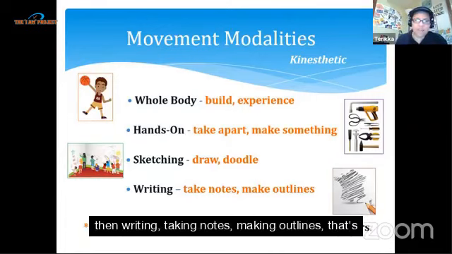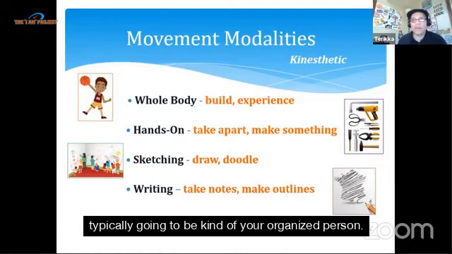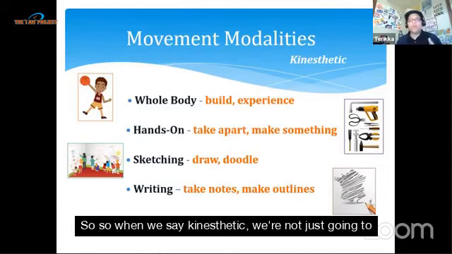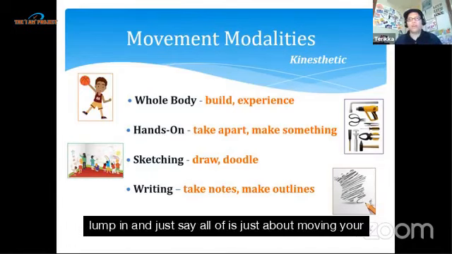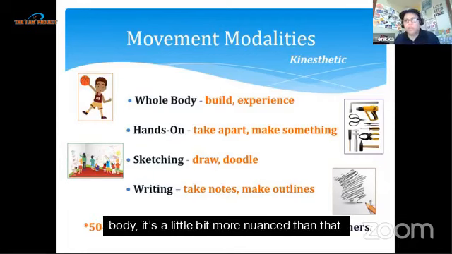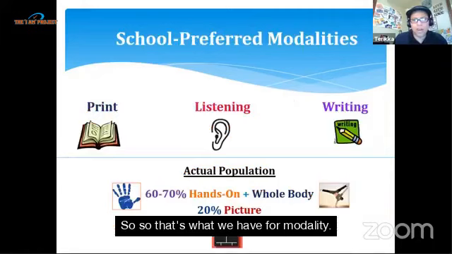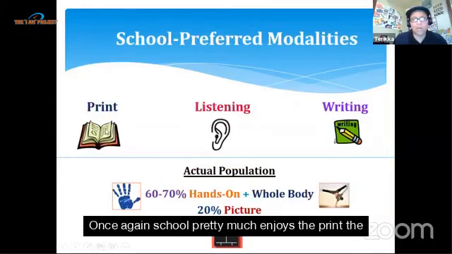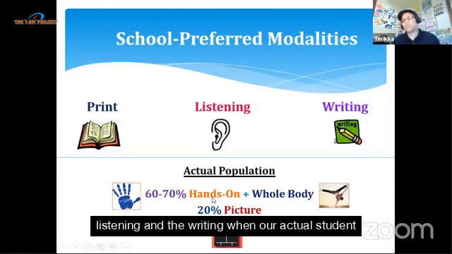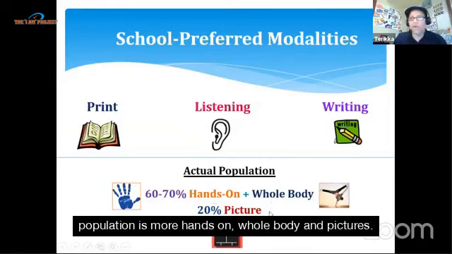And then writing, taking notes, making outlines, that's typically going to be your organized person. So when we say kinesthetic, we're not just going to lump it in and say, oh, it's just about moving your body. It's a little bit more nuanced than that. So that's what we have for modality. Once again, school pretty much enjoys the print, the listening, and the writing, when our actual student population is more hands-on, whole body, and pictures.